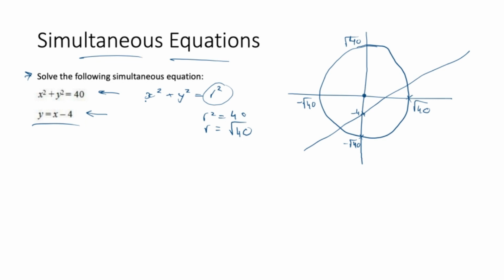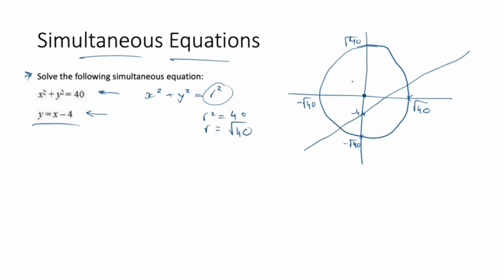When it comes to simultaneous equations, we're basically trying to find the intercepts, the intercepting points. So the points in which the two graphs, or the three graphs if there's a third equation, intercept with each other at a common point. So we have x squared plus y squared equals 40 and y equals x minus 4. We can do this in two ways, graphically or algebraically.